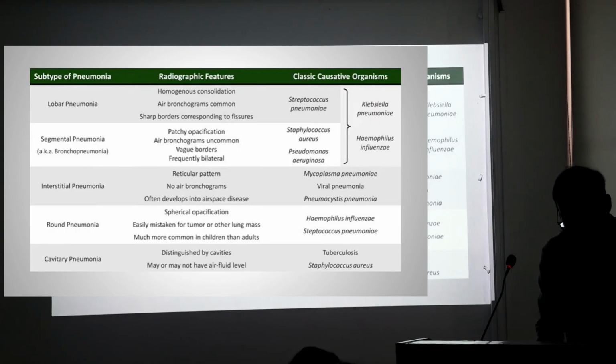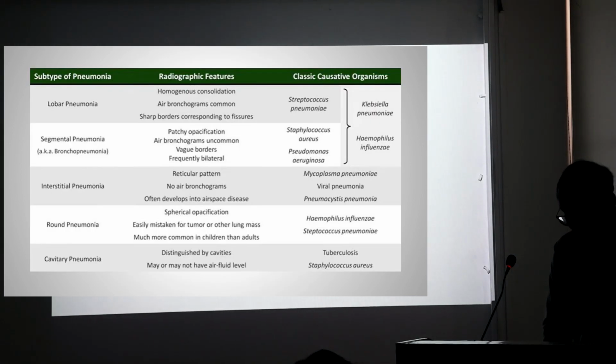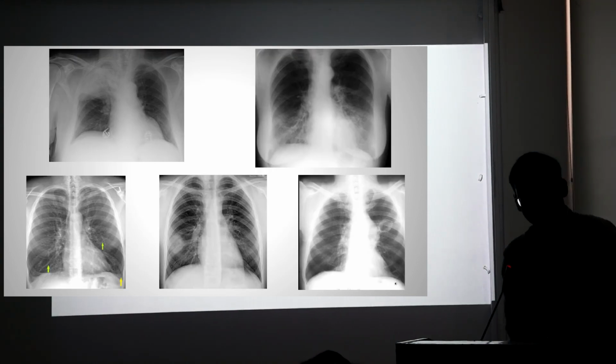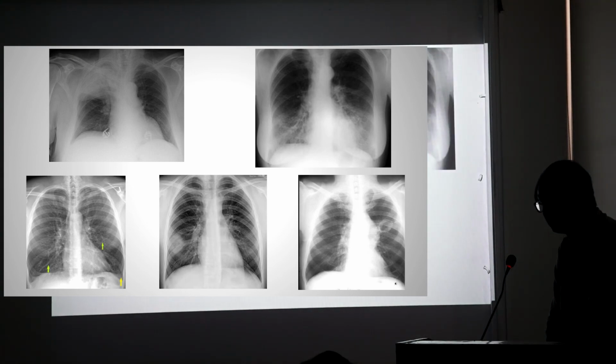Okay. So I'll skip this table. I'll go to the X-rays directly. So where is this happening? This is a type of pneumonia. This is lobar pneumonia. It's involving right upper lobe. Okay. This one.